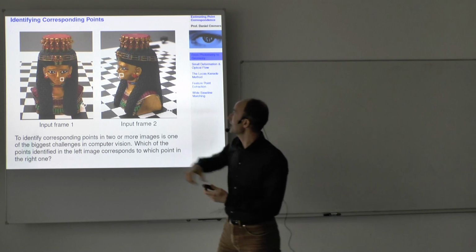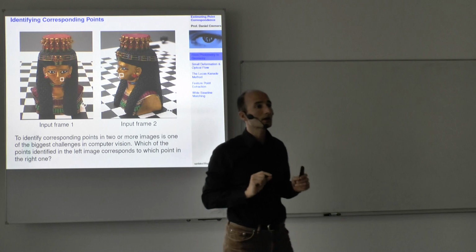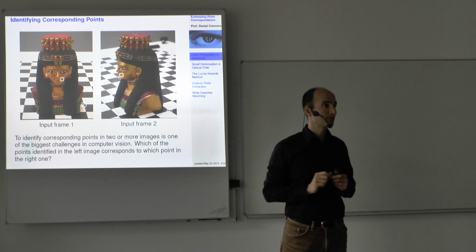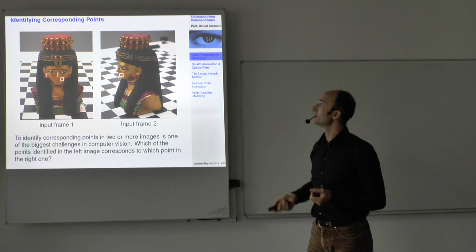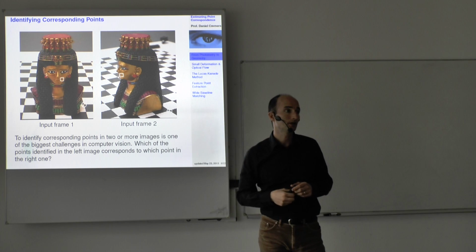So if you compare the colors and brightnesses in these two patches, chances are they're not going to be very similar. And so the question is, how can a machine identify that this point corresponds to that point? It's a very difficult problem.